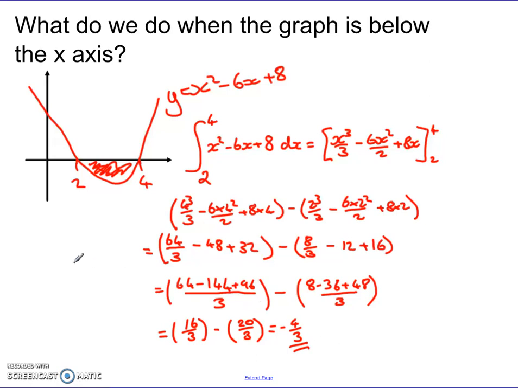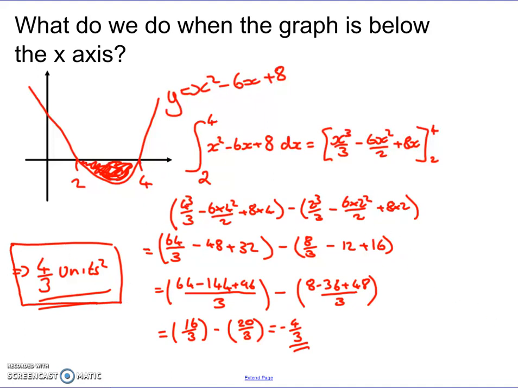Well, what this means is for this area, the size of it is negative 4 thirds. So to convert it into an area, I need to ignore the negative sign. So my area in this case would be 4 thirds units squared, so 4 thirds in terms of whatever units they give you for the question. So this is a key thing. When we do the area under a curve below the axis, we'll get a negative area. But in order to put that back into the appropriate context, we have to ignore this negative sign and take it as a positive value. Just remember that you can't have a negative area.